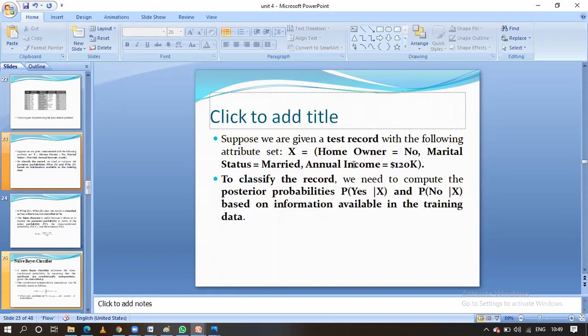From this we have to calculate the probability of yes given X, meaning this information, and the probability of no given X. Suppose the probability of yes given X has the higher value, it means they are unable to pay the loan. This is the prediction based on probabilities, which we call the posterior probabilities.